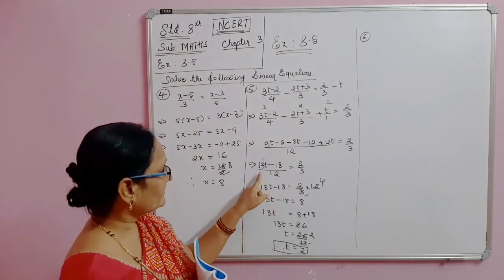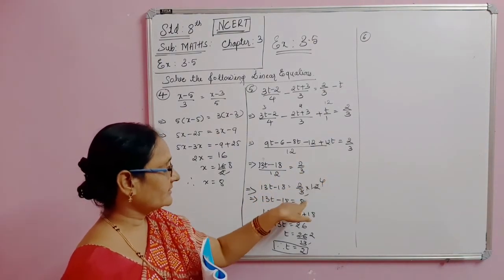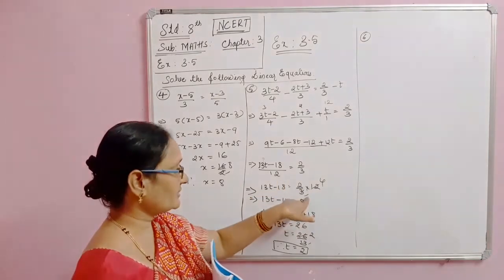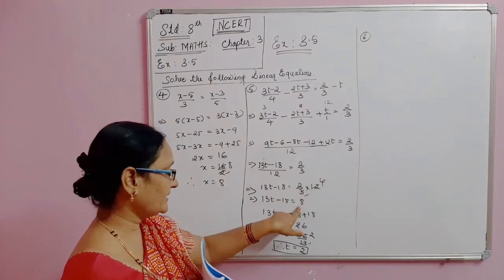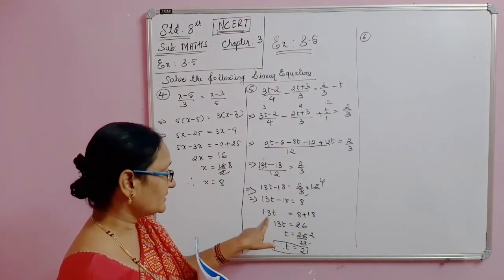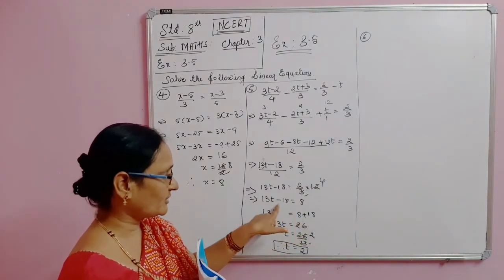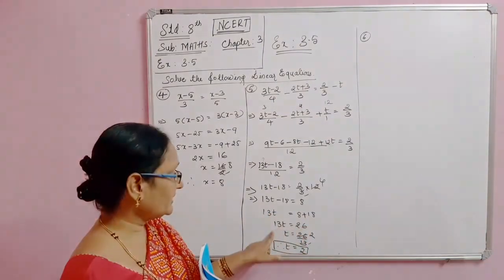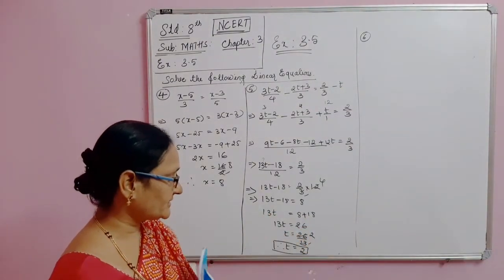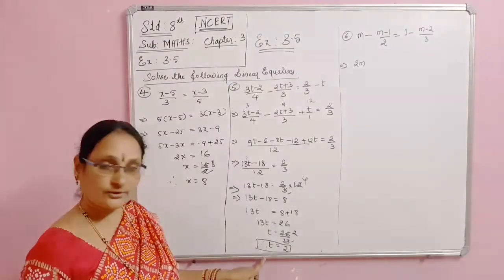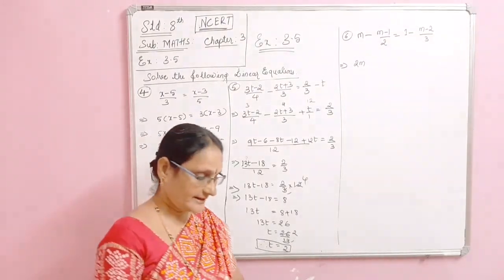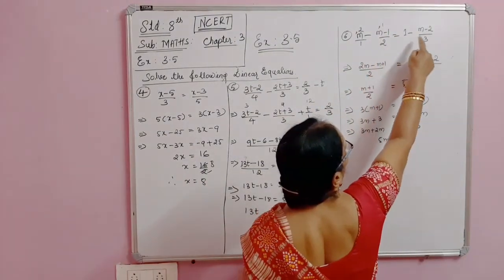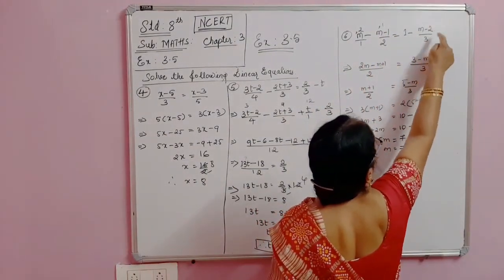Then what happened? This 12 will go that side, that is multiplication. Here division, when it goes that side it will be multiplication. 3 1s are 3, 3 4s are 12, 4 2s are 8 here. 13t minus 18, 13t equal to 8 plus 18, because here minus, when it goes that side it will become a plus. So 13t equal to 26, t equal to 26 divided by 13 is equal to t equal to 2. Then the next problem, m minus 1 by 2 is equal to 1 minus m minus 2 by 3.